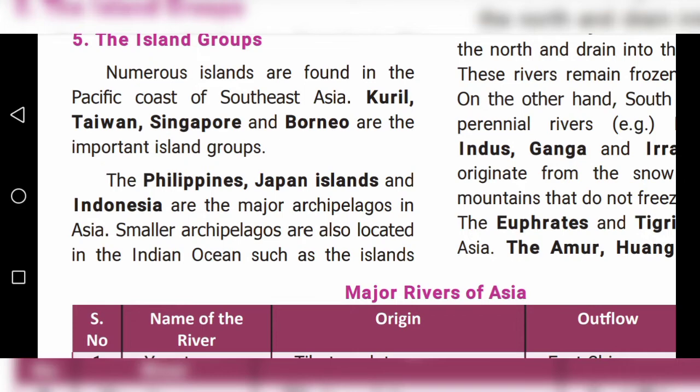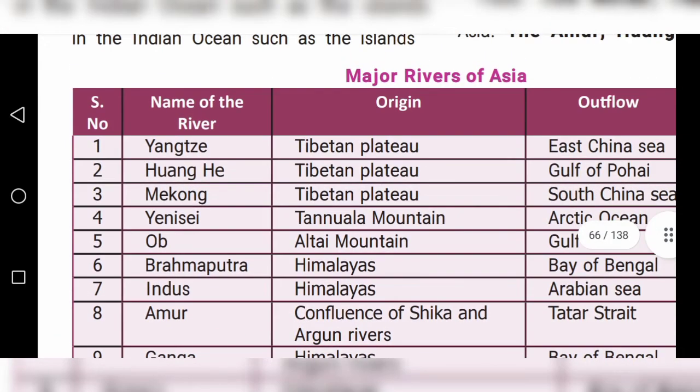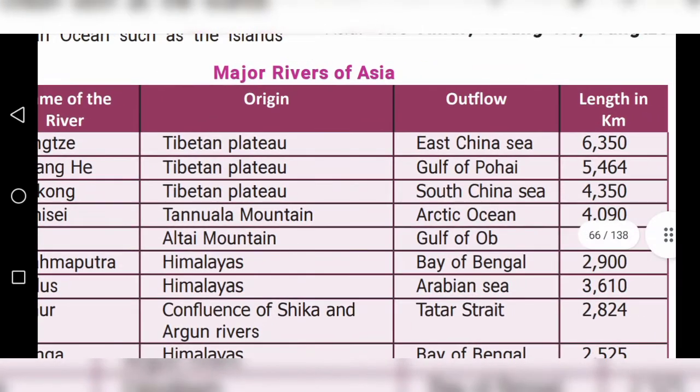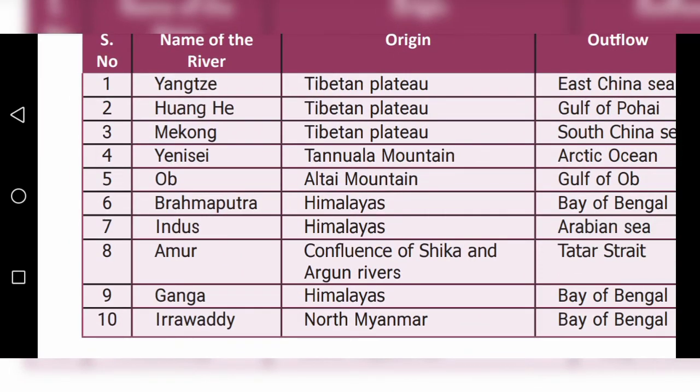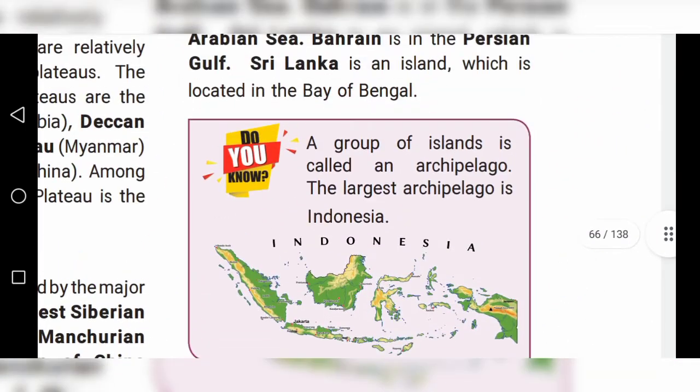Okay children, next one, here are the major rivers of Asia. There are 10 rivers present in the continent of Asia, and we have to see where each started, where it flows out, and what the length of the river is, as given. Okay, so there are 10 rivers. Next one children, drainage.